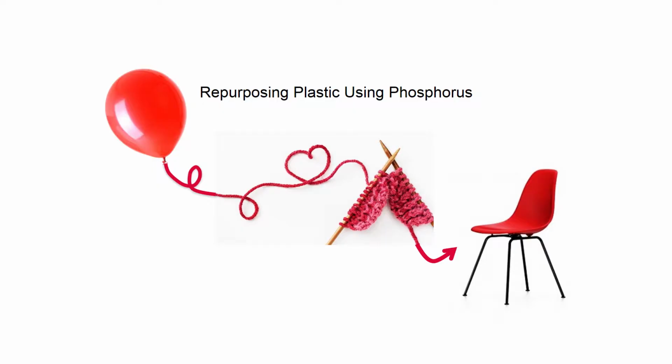To do so, consider the structure of plastic as being made of long pieces of string. In the same way that string can be knit into a more rigid structure, plastic chains can be connected in a process called cross-linking. For example, we could cross-link our rubbery balloon to make it more rigid, like the chairs that you're all sitting in.